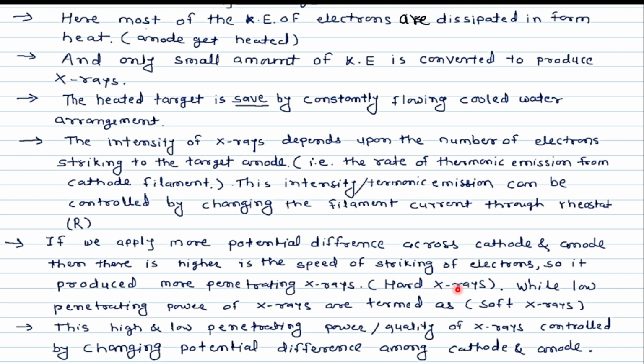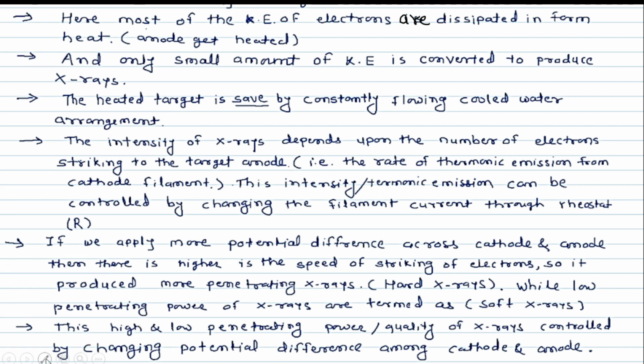If we apply a small potential difference across the anode and cathode, the X-rays with low penetrating power are termed soft X-rays. So if we apply more potential difference, we produce hard X-rays, which have more penetrating power. If we apply less potential difference across the anode and cathode, we get less penetrating X-rays, called soft X-rays.